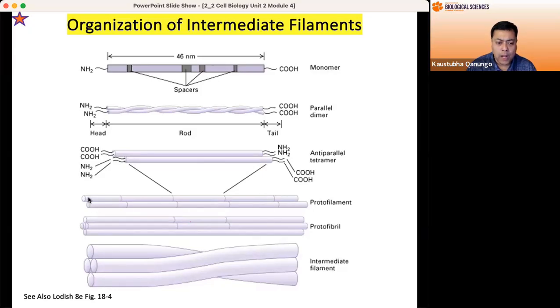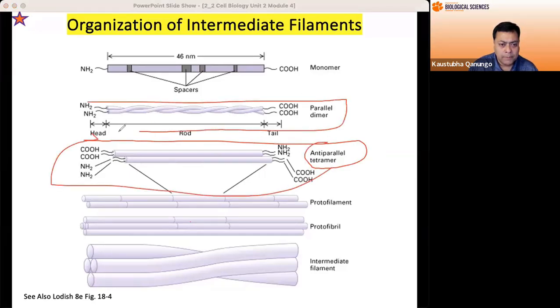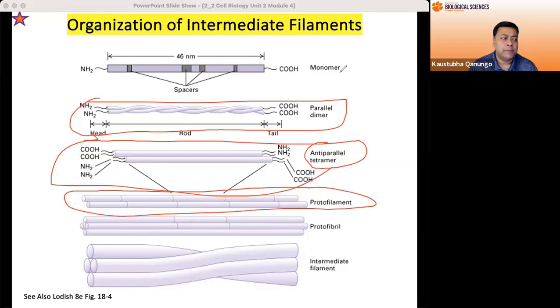And you have, this is one. So you have 1, 2, 3, 4, 5, 6, 7, 8 protofilaments forming a protofibril. And then you have 1, 2, 3, 4 protofibrils forming an intermediate filament. So again, it may sound complicated, but most importantly, just remember this part because this is the unique part, not all of them, but this will be in front of you: this is anti-parallel. So two parallel dimers actually form the anti-parallel tetramer, and that forms a protofilament of the intermediate filament. So that is the important part.